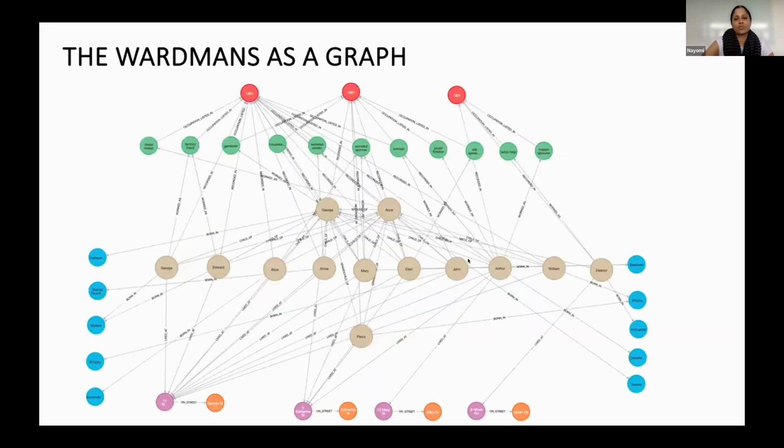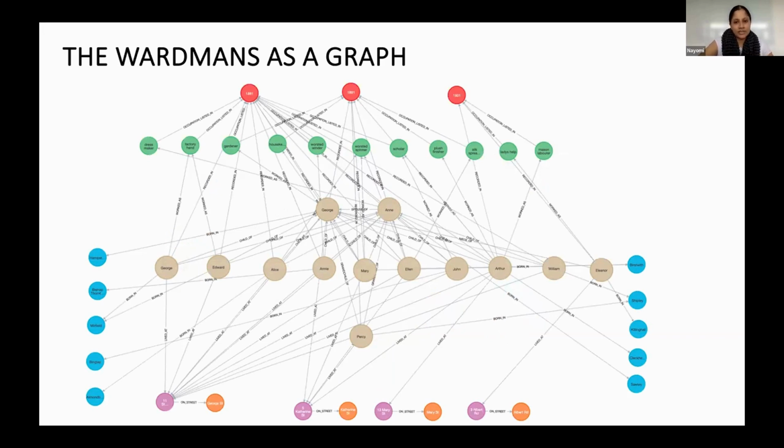Let's see what the Wardmans look like as a graph. So Neo4j uses a force-directed layout as its default, so I've had to manipulate this graph a bit to get it looking like this. There are so many things that can be done to improve the visual output of network diagrams, and I'll try to touch on those at the end.